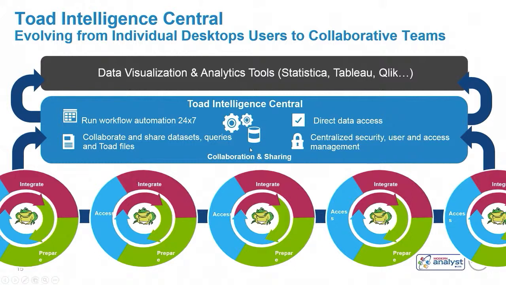So you have the individuals empowered to do the work, and then you have a collaborative platform where they can share, and they can also offload some of their responsibilities. There's an automation engine. They can set up the automation on their desktop and then just publish it out to that server and let the server take responsibility from that point forward. So that's the Toad Intelligence Central piece of it. It's really there to enable these individual users to share across a platform together.